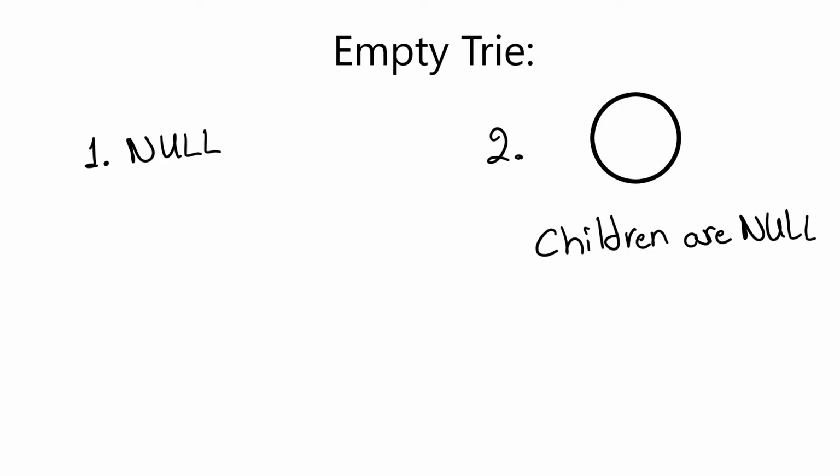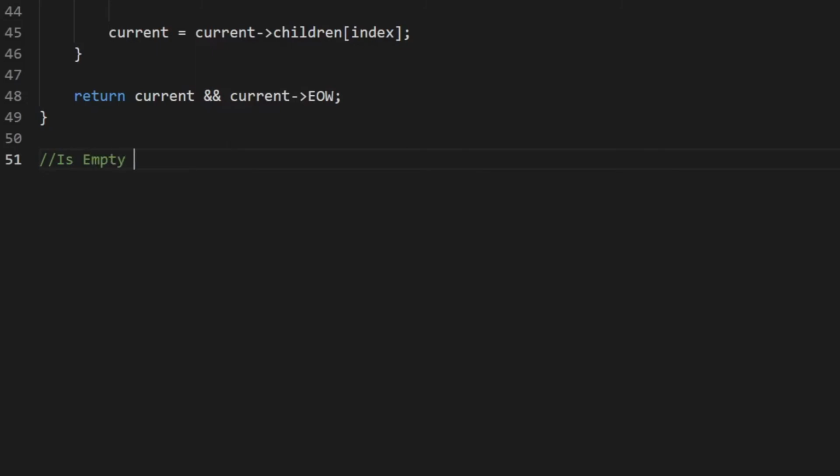To check if a trie is empty or not is simple. Pause and try to find a solution and write code. A trie is empty if the root is null, or if it has no children. The code is a straightforward implementation of this.